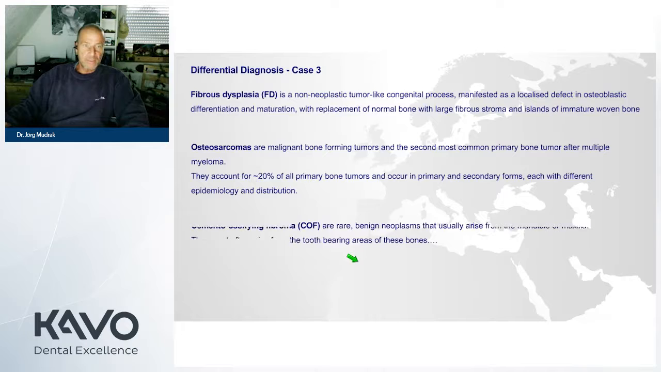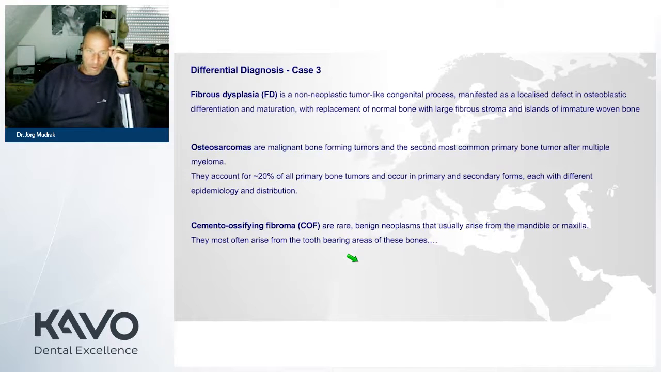And then the last had been the Cemento-Ossifying Fibroma. It's quite rare. It's also a benign neoplasm, and it usually arises from the mandible or maxilla and from the tooth-bearing areas. This is important to know. And in the ethmoidal cells, we do not have any kind of teeth.